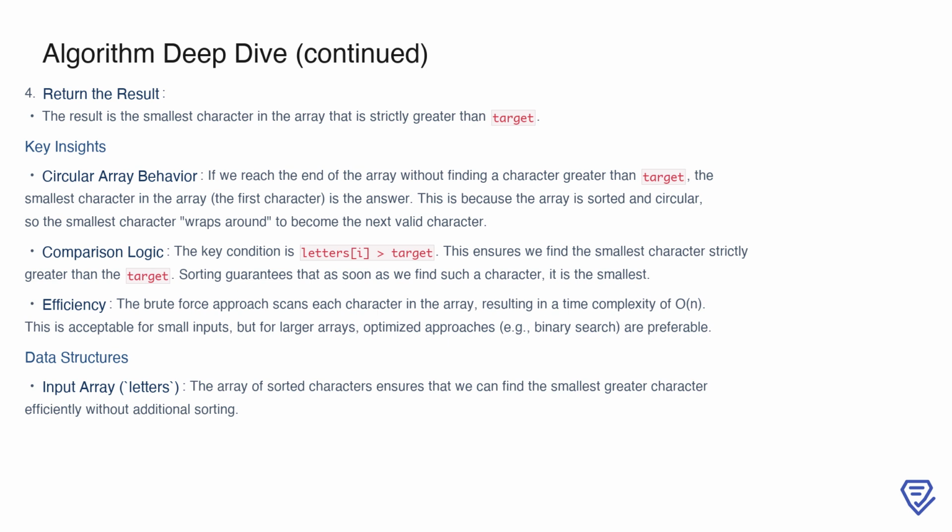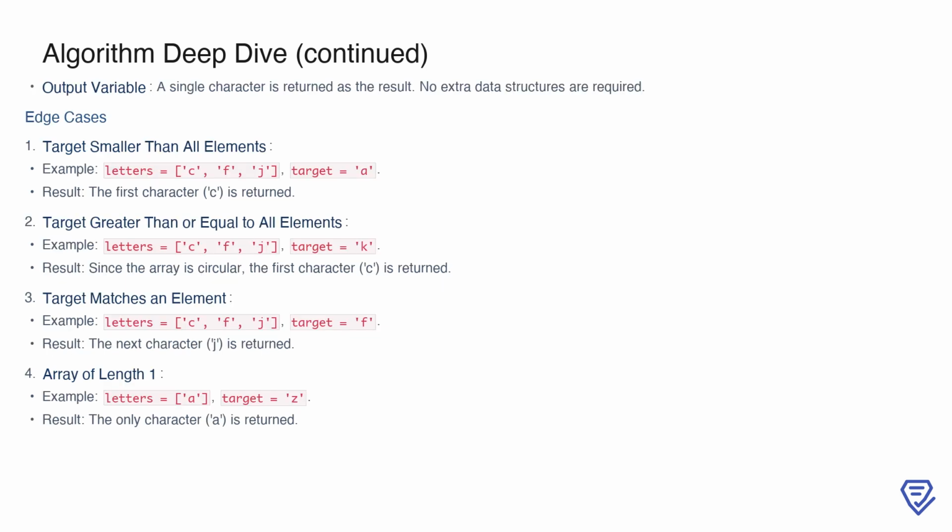While this brute force approach is straightforward, it has a time complexity of O(n), as we may need to scan the entire array. This is fine for small arrays, but for larger inputs, we may want to explore more efficient methods like binary search. The sorted nature of the input array is a key advantage, as it eliminates the need for additional sorting and allows us to directly apply the logic. The output of the algorithm is a single character, which is the smallest letter strictly greater than the target. No additional data structures are required, keeping the implementation simple and efficient.